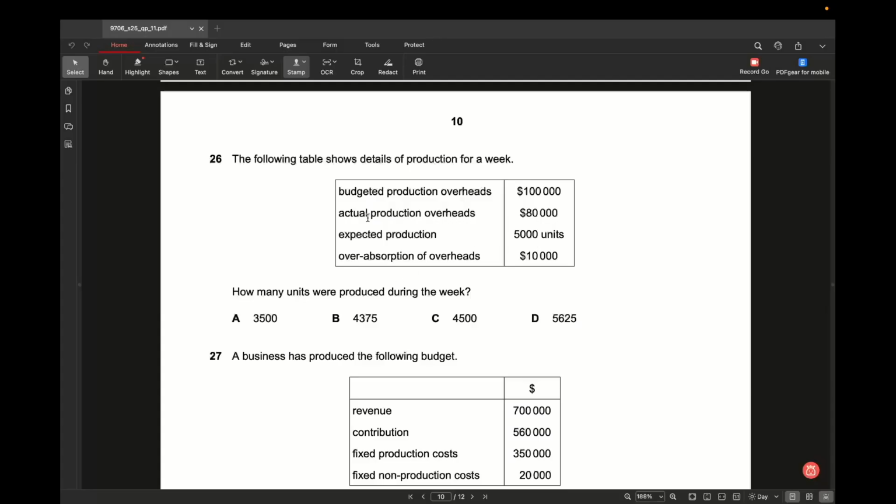So first let's calculate how much my budgeted overheads are. Budgeted overheads out here should be 90,000 and actual overhead is 80,000. In that case, when I subtract actual overhead from budgeted overhead, I will get over absorption of overhead as 10,000, right?